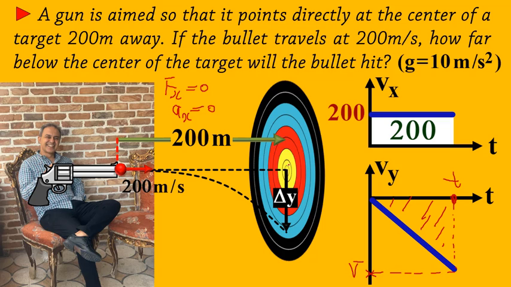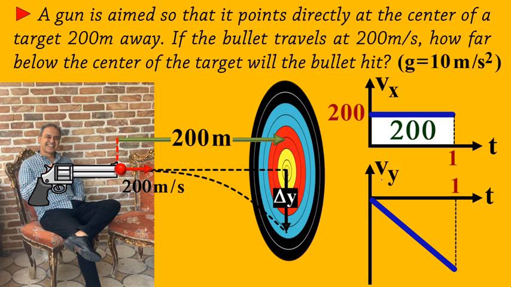Okay, the area under the graph here is 200 meters, which is given here, the distance between the gun and the target, the horizontal distance. And so in this rectangle, width is 200, length is t, so 200 width times length, which is t, is equal to 200 again, and t is 1, so the time of this travel is 1 second.